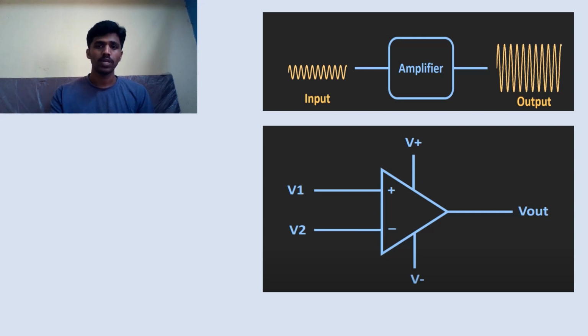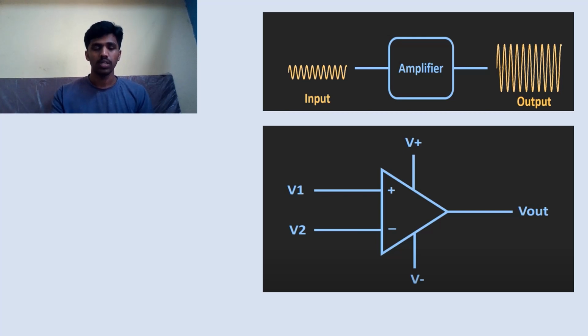Why it is called an operational amplifier means in olden days there were no digital computers. During those days, there was an operational amplifier which was used to perform addition, subtraction, integration and differentiation. Hence, the name is given as operational amplifier. This operational amplifier figure is shown here.